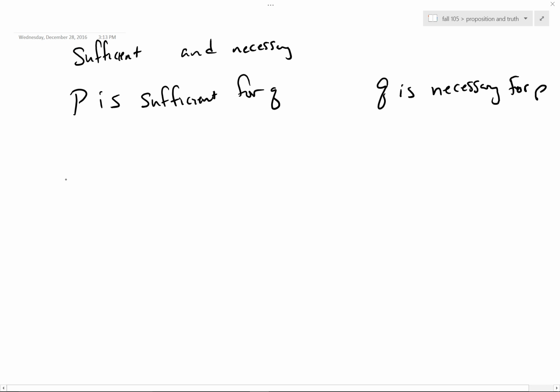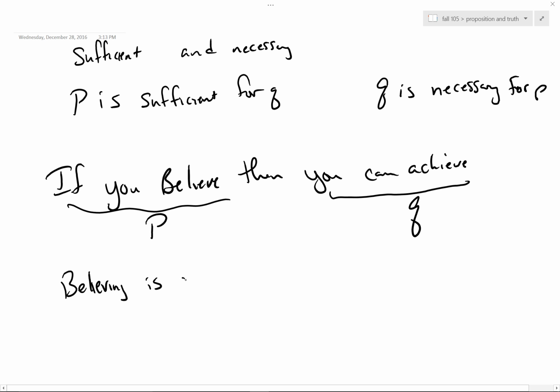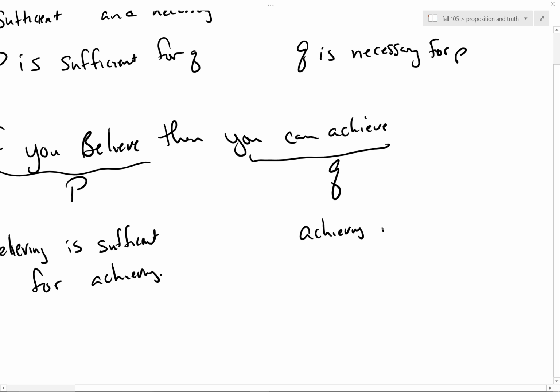Okay, so here is a quote from Tupac. If you believe, then you can achieve. Okay, well, here's your P, here's your Q, right? So P is sufficient for Q. So believing is sufficient for achieving. Okay, Q is necessary for P. Achieving is necessary for believing. Okay, and so that's what they want when they see that. That's all there is to it.